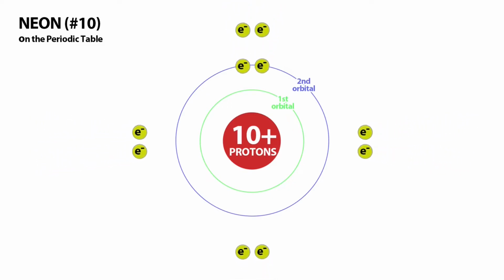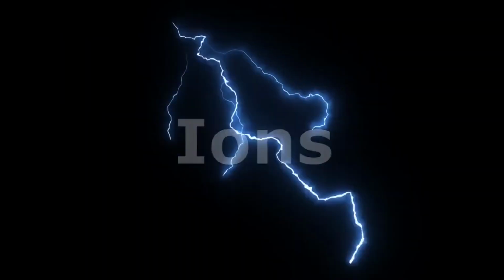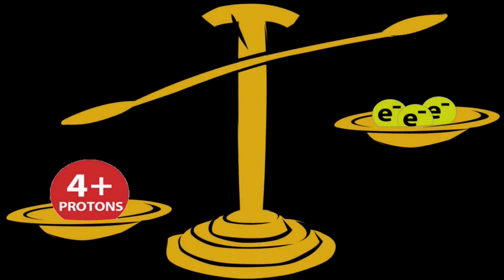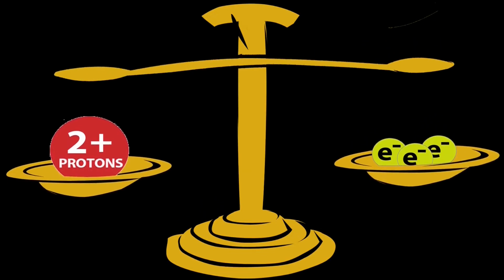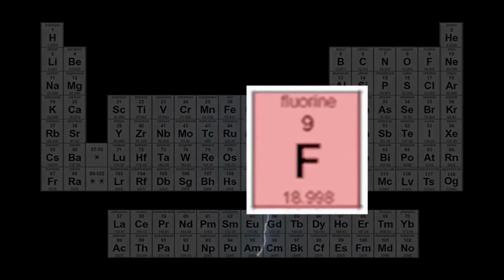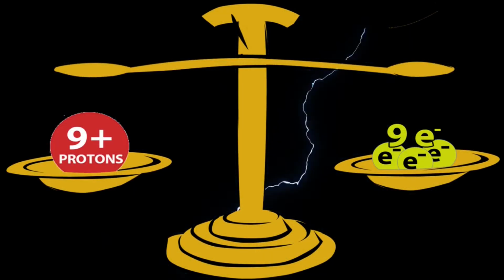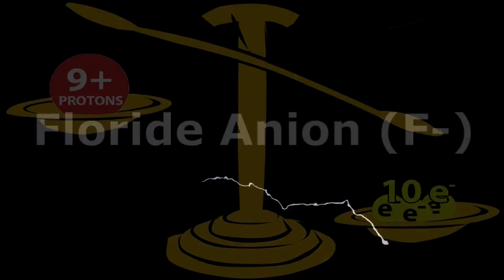However, atoms aren't always neutral. Atoms can sometimes have uneven numbers of protons and electrons. When this happens, they become charged. These charged atoms are called ions. If an atom has more protons than electrons, it becomes a positively charged ion, also called a cation. If it has more electrons than protons, it becomes negatively charged and is called an anion. For example, fluorine, number 9 on the periodic table, has 9 protons. It needs 9 electrons to balance these 9 protons. With 10 electrons, it becomes F-, a fluoride anion.